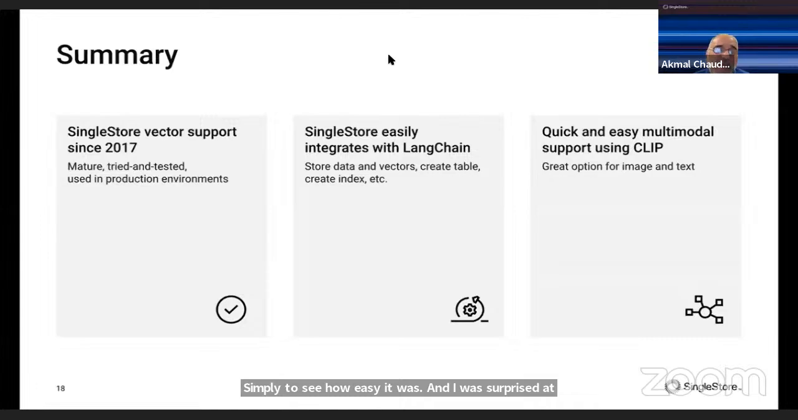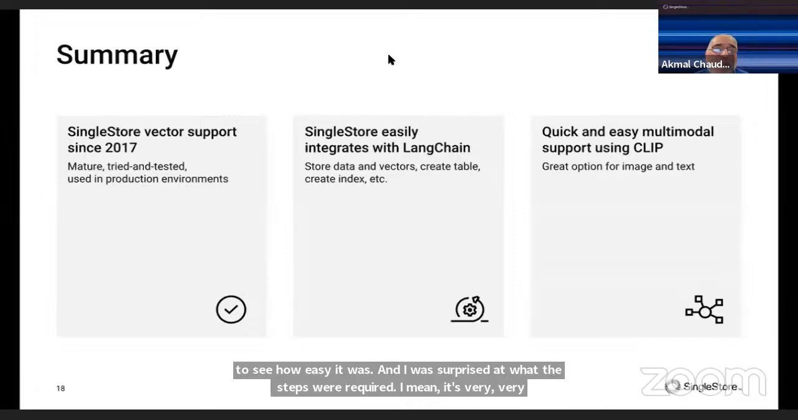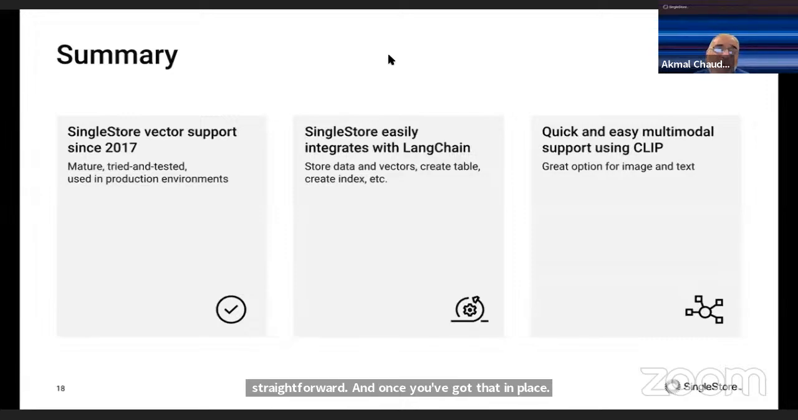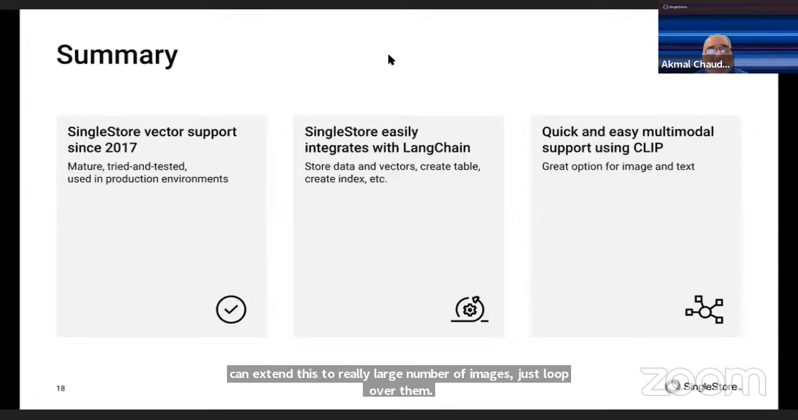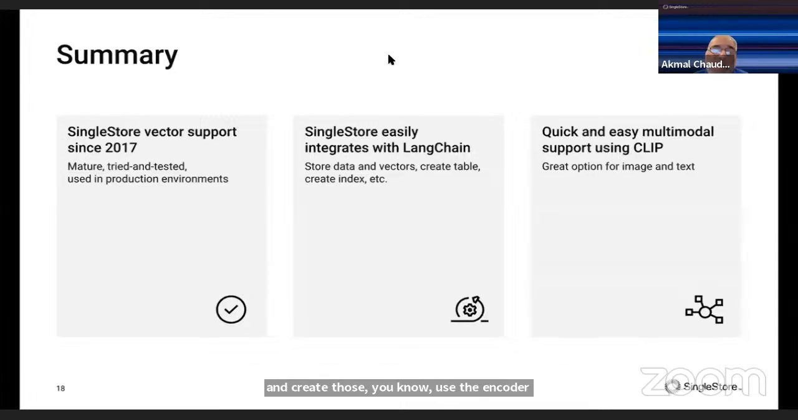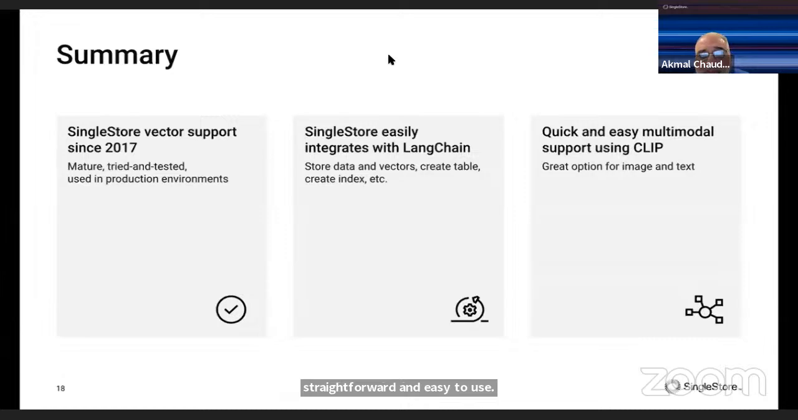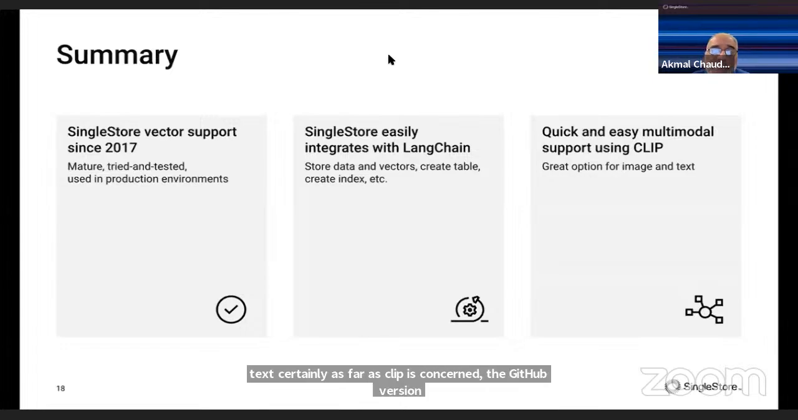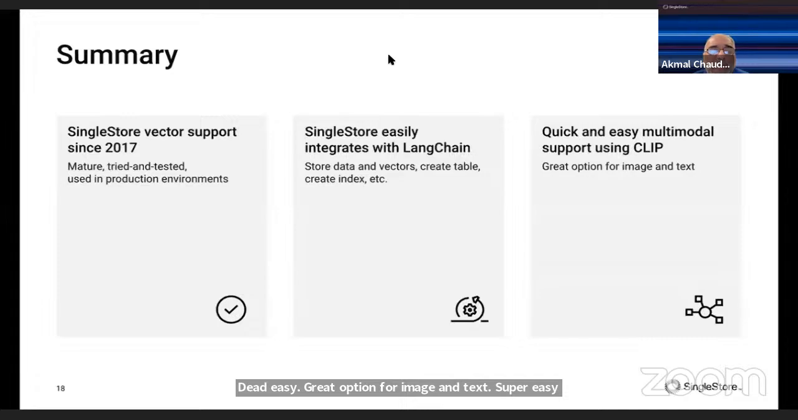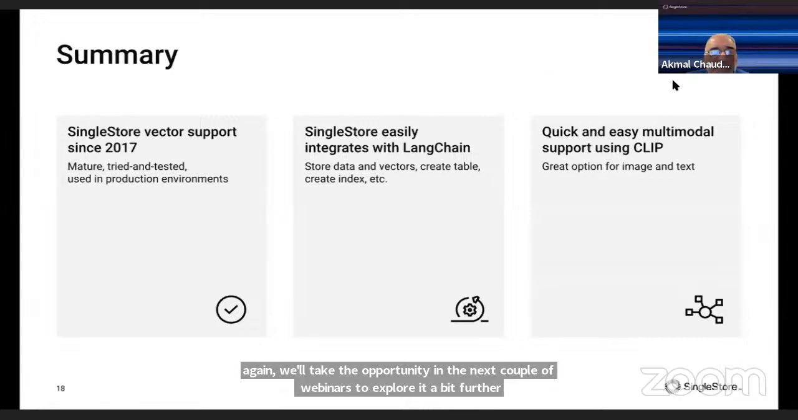Once you've got that in place, you can extend this to a large number of images: just loop over them, use the encoder to create the embeddings, store them, and do that for both text and images. Very straightforward and easy to use. As far as multimodal support for these two types, images and text, is concerned, the CLIP GitHub version is dead easy. It's a great option for image and text, super easy to use, and seems to work really well. In the next couple of webinars, we'll take the opportunity to stress it a bit further and see how useful it is beyond the simple example we've done today.